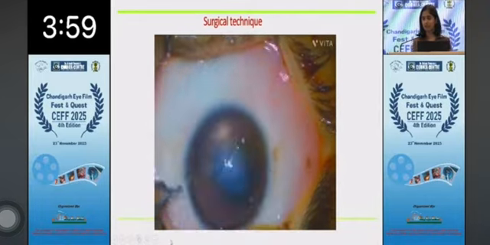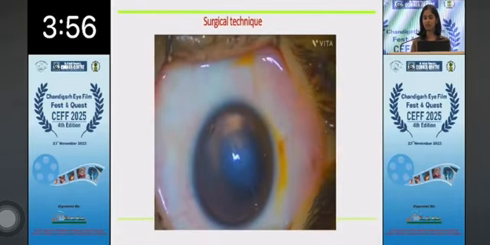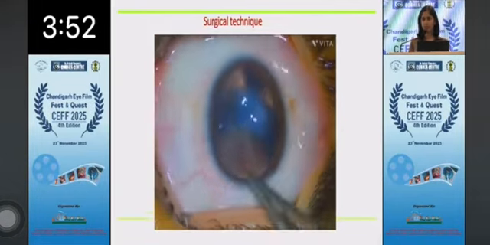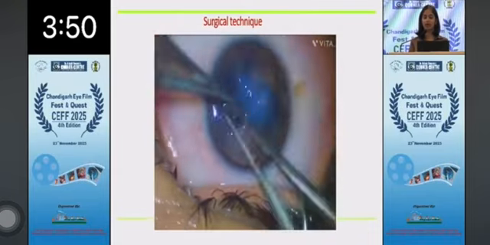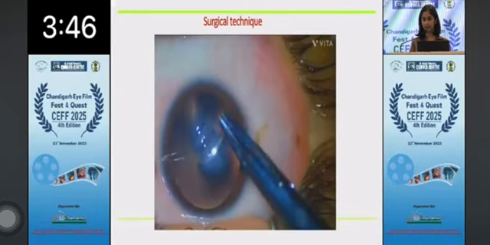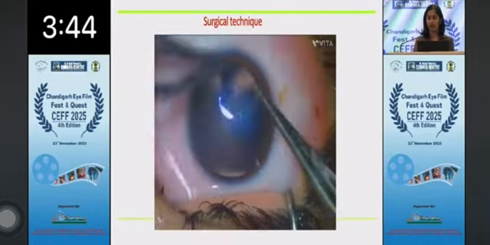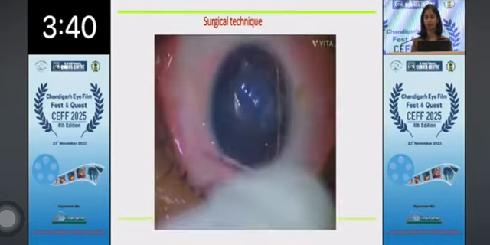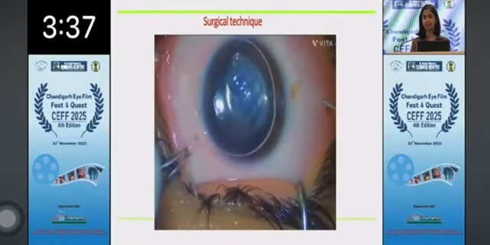This case was done under peribulbar anesthesia. Long bites of 10-0 nylon sutures were taken. The AC was not entered during the procedure. Multiple sutures were taken along the full extent of corneal edema. Sutures were tight and the knots were buried away from the pupillary axis. At last, an air bubble was injected in the AC.